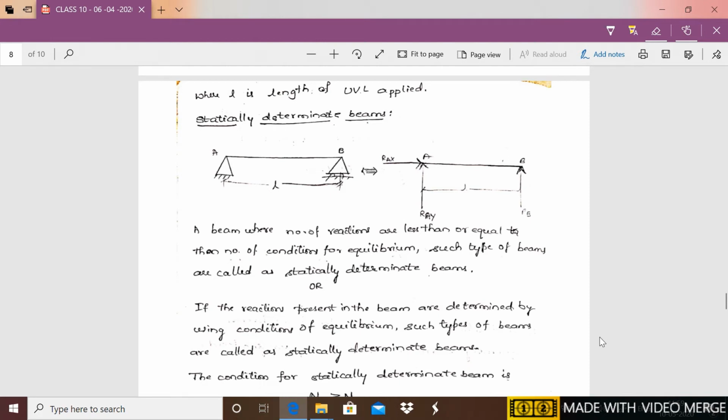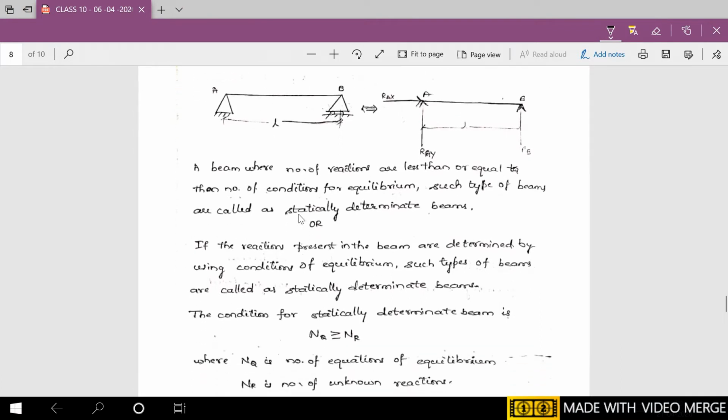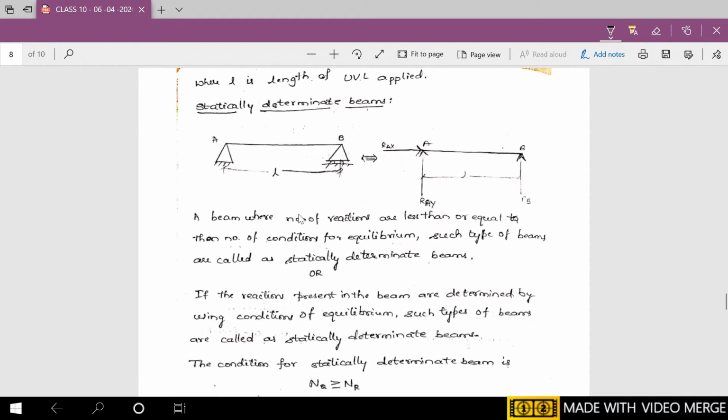This video contains the explanation on statically determinate beams and indeterminate beams, also the explanation on the space diagram and free body diagram of the figure. Next, coming to the difference between statically determinate structure and indeterminate structure. First of all, we will see the definition of both.